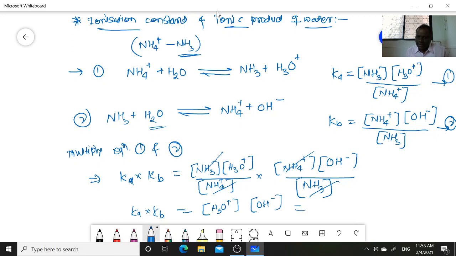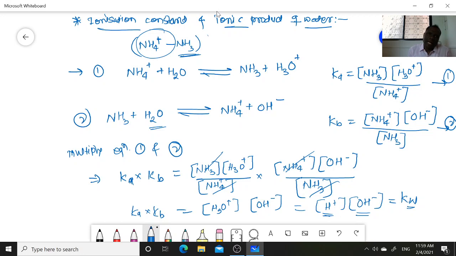That can be written as concentration of H plus into concentration of OH minus. That is, Ka into Kb is equal to Kw. Since this is H plus and OH minus, simply it is the ionic product of water, the dissociation of water. Therefore, Ka into Kb is equal to Kw. Hence, the product of the ionization constants of a conjugate acid-base pair is equal to the ionic product of water.